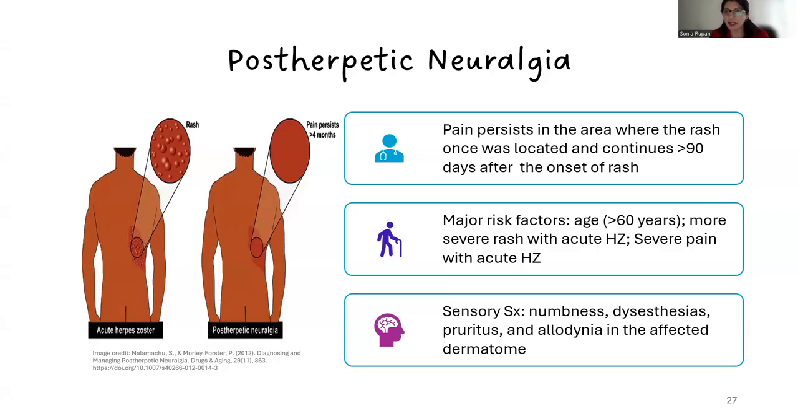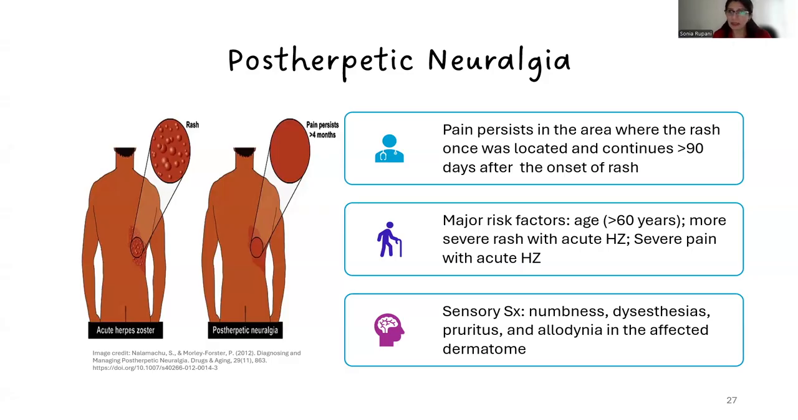And those who have severe pain, so they have the acute neuritis, right? Where they have this severe stabbing, throbbing pain. If that is very severe, the chances that they will have this persisting pain 90 days later, the postherpetic neuralgia, is much higher. That's another risk factor.